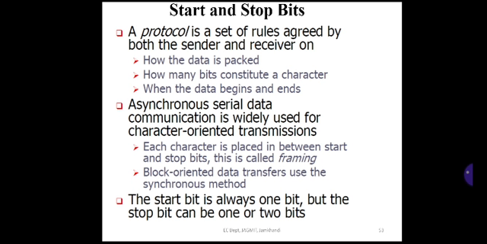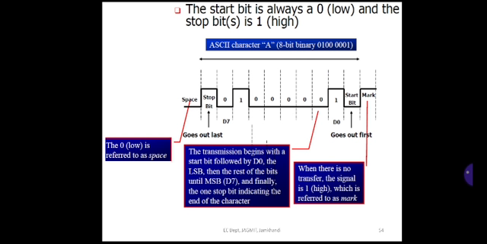In data framing for asynchronous communications, the data, for example ASCII characters, American Standard Code for Information Interchange, are packed between a start bit and a stop bit. Remember, ASCII characters are packed between the start bit and the stop bits. The start bit is always 1 bit, but the stop bit can be 1 bit or 2 bits. You can observe the figure here.